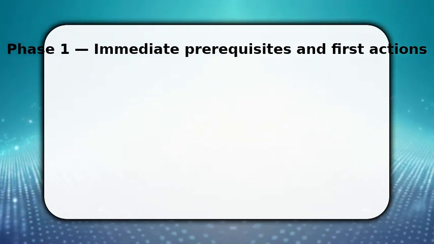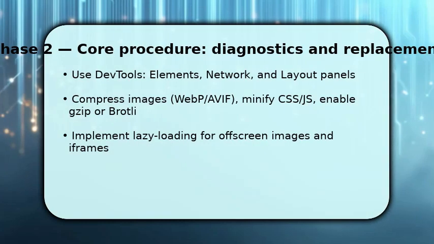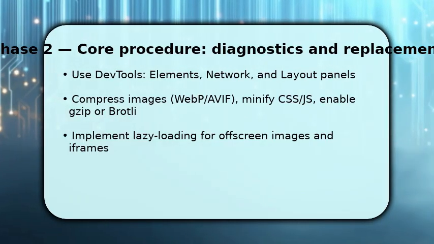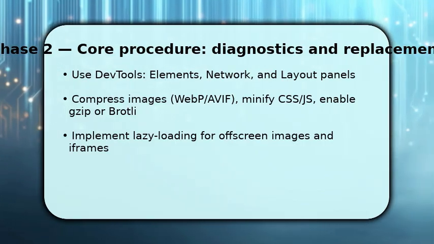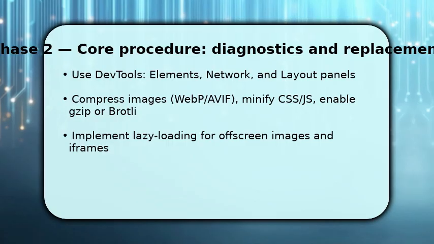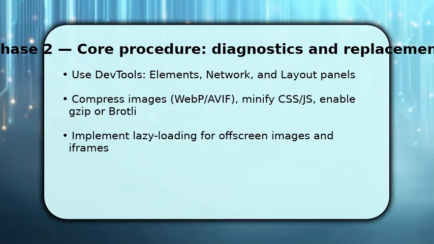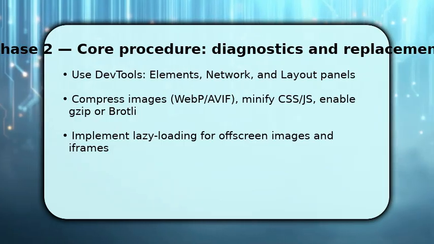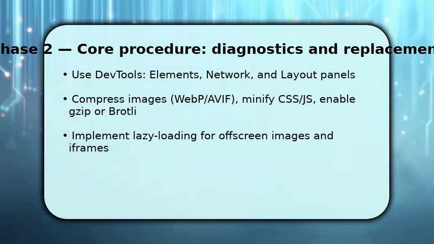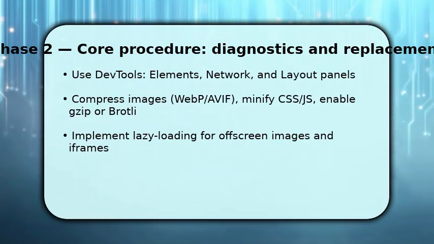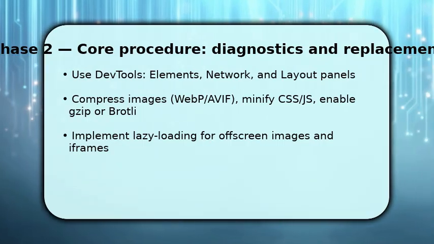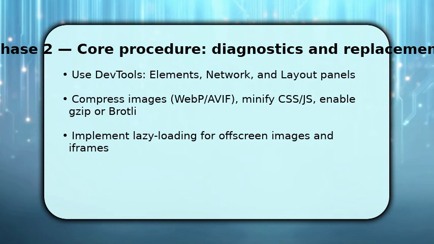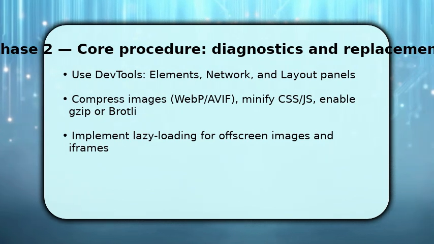You now run a focused audit with DevTools. Inspect DOM size, check network for large files, and use layout to find heavy elements. Then compress assets, convert images to WebP or AVIF, and minify CSS and JS to reduce download sizes. Once done, implement lazy loading for below-the-fold images and iframes so the initial page weight drops. Make sure to replace large background images with optimized CSS alternatives or responsive srcset sources.